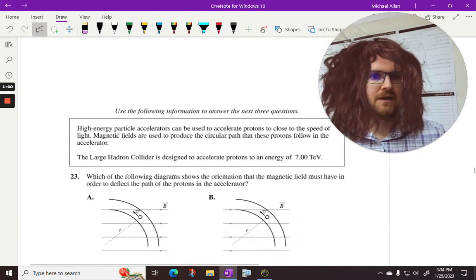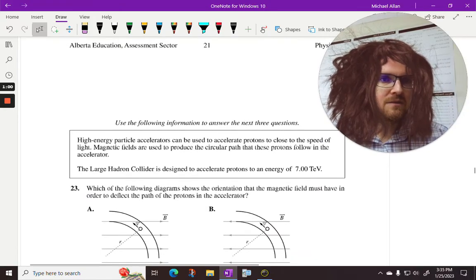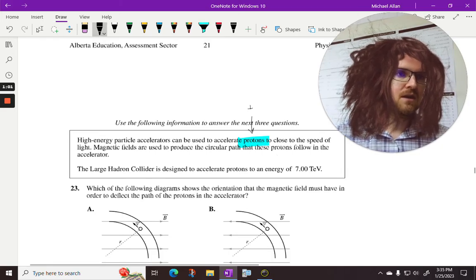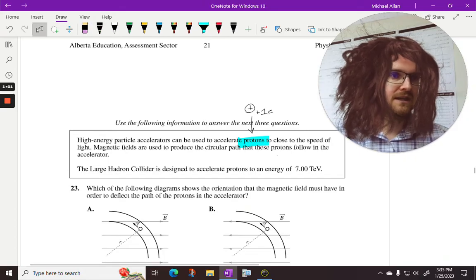Got to really think about it. Let's see, what kind of particle do we have? A high energy particle, accelerators, protons. Okay, so we got protons here. Just remember that a proton is positively charged. Technically, it's 1e, right? It's positively charged 1e.